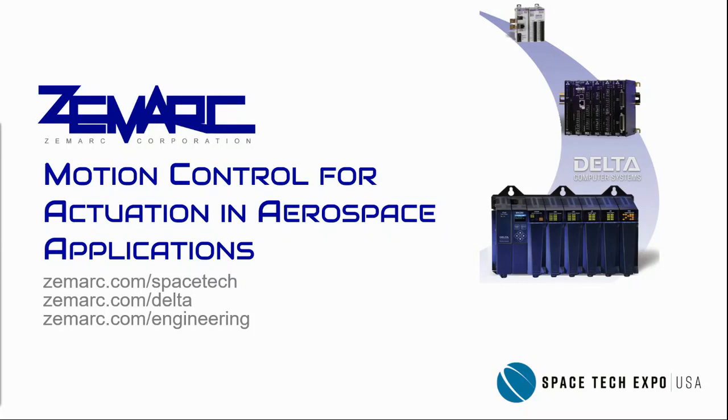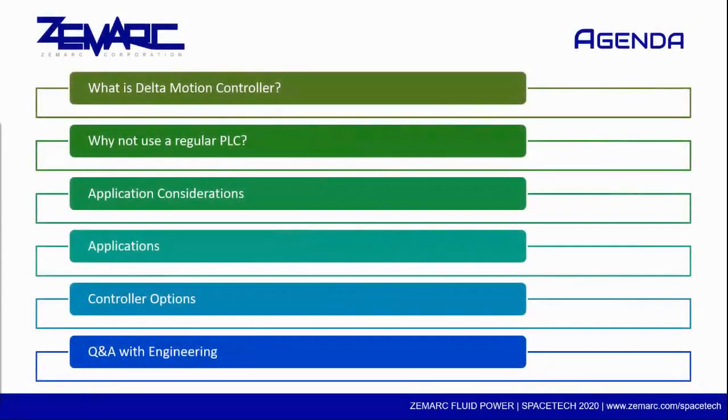So today we have a special training by a world-class engineering team on motion control for actuation in aerospace applications. Before we get started, I will give you a quick background on ZMark, but then we'll proceed into the training where Elizabeth Meyer, ZMark's sales engineer, will go over what is a Delta motion controller, why not use a regular PLC, application considerations, application examples in aerospace, controller options, and then we have a Q&A with our engineering team.